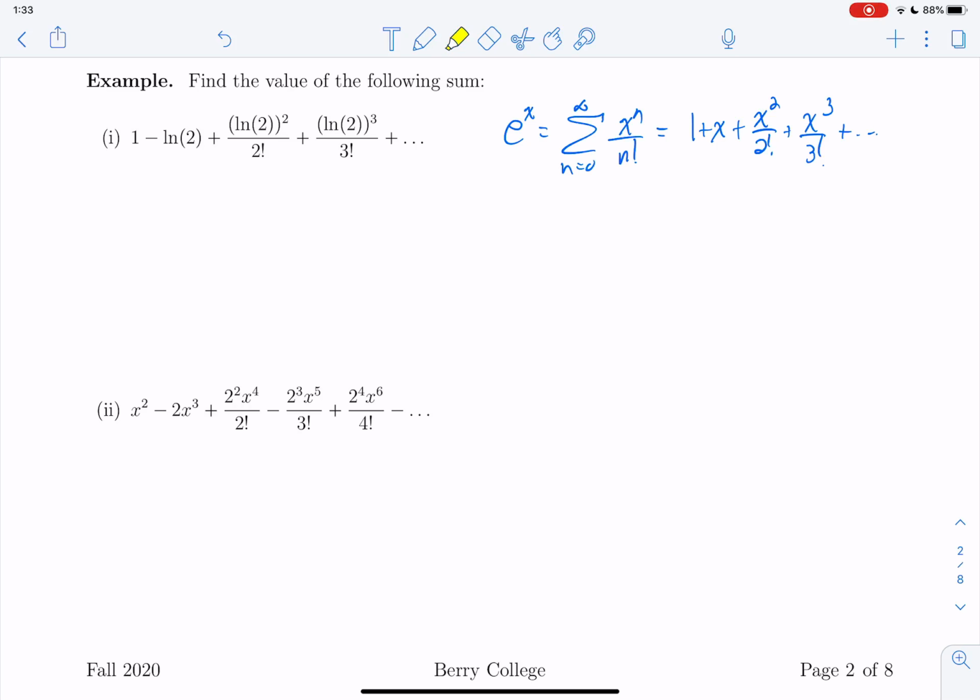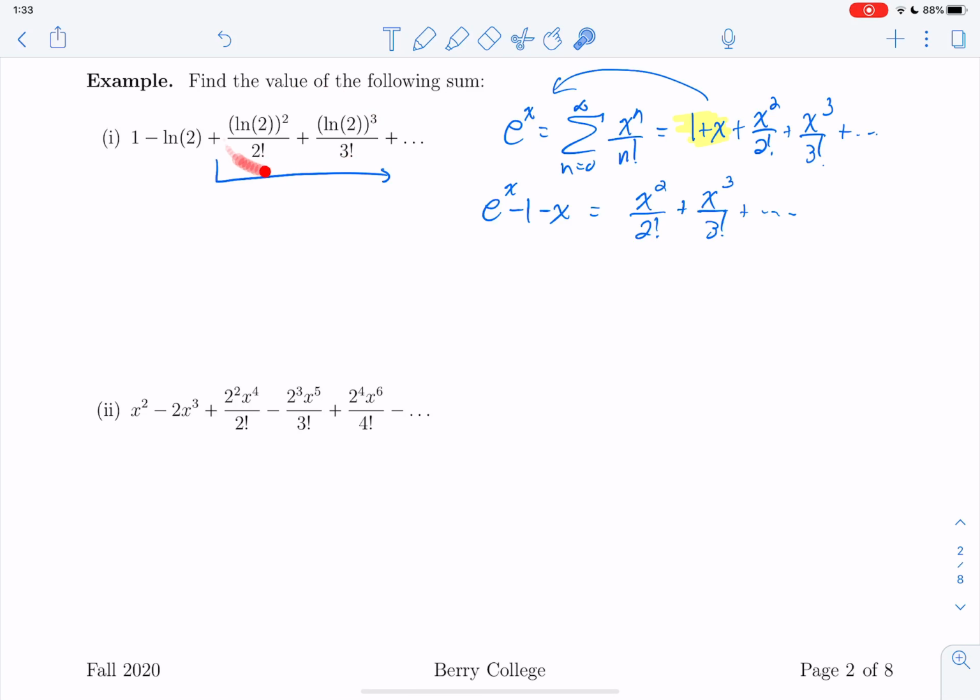And what we see is that if we take just these first two terms and we subtract them to the other side, what we're going to get is e to the x minus 1 minus x is now equal to x squared over 2 factorial plus x cubed over 3 factorial, etc. This is useful because from this point onward in the desired sum, we see that we have exactly the same formulation here as we do here, just when x is equal to the ln of 2.